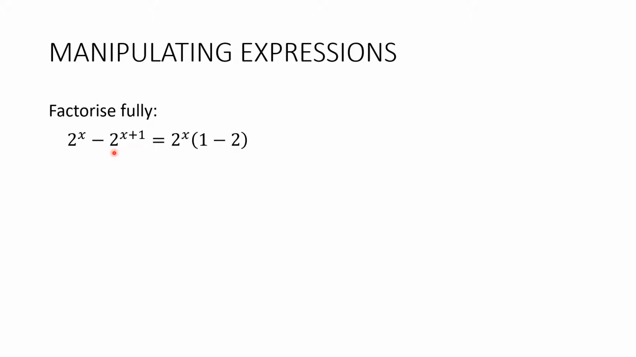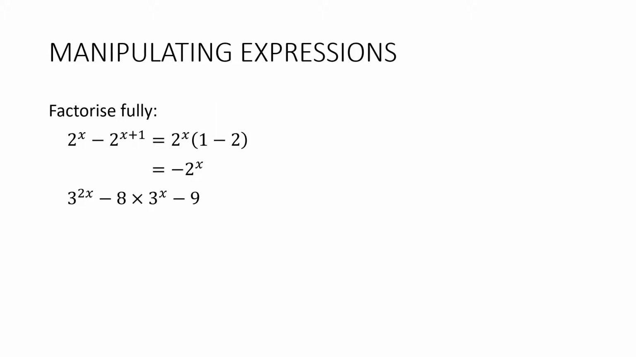Take away, and this is 2 to the x times 2. So you can see how I've multiplied it there by the 2. I can tidy that up, can't I? 1 take away 2 is negative 1. And so the whole answer is negative 2 to the x.